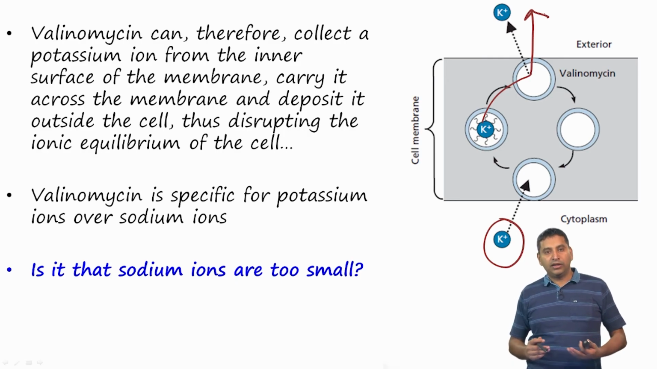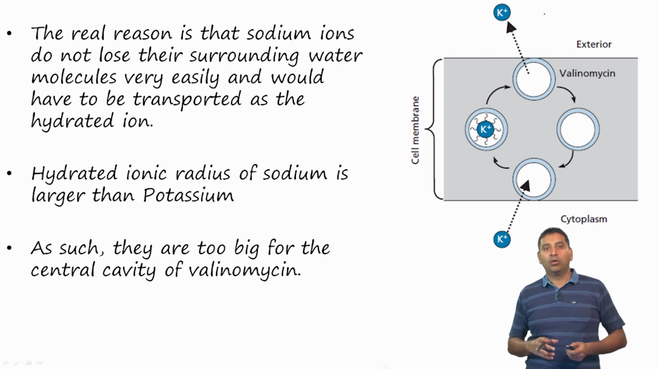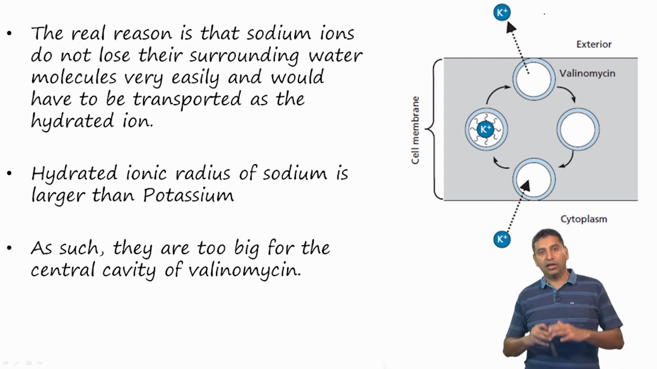We just looked at the example of the potassium ion, and we have data to show that valinomycin is specific for potassium ions, and it does not work with sodium ions. Is it that sodium ions are too small? We already know that sodium has a smaller radius compared to potassium, but what happens is that the sodium ion actually has a larger hydrated ionic radius compared to potassium. So, the hydrated sodium ion is too big for the central cavity of valinomycin.